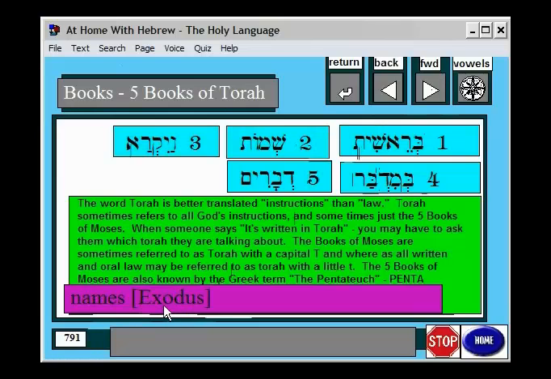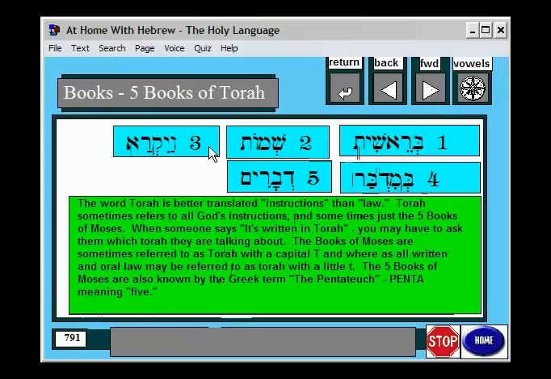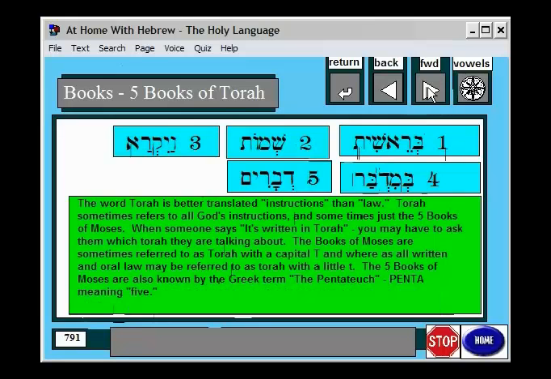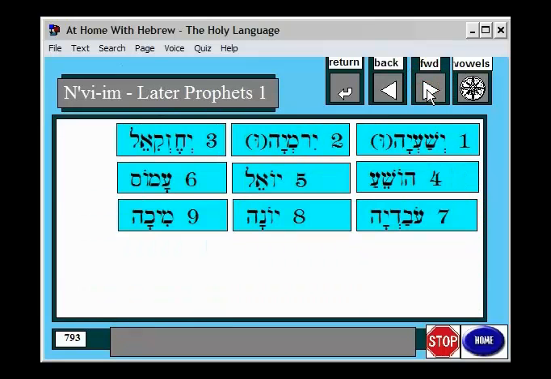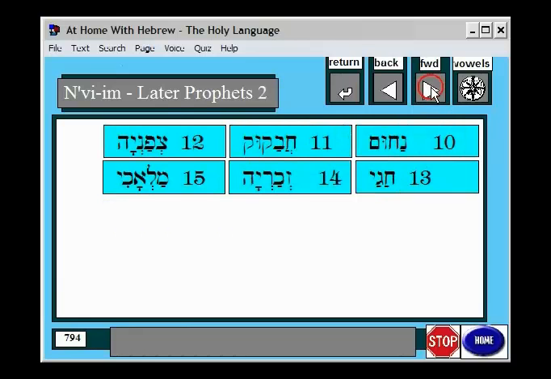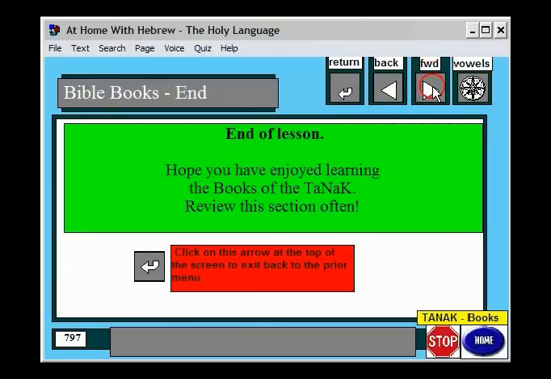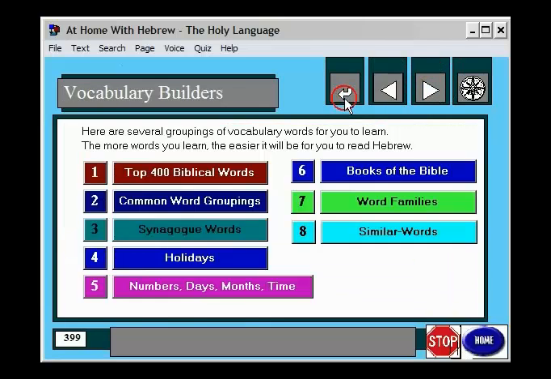So Exodus is like another Greek word or something that actually has nothing to do with the word names. It has to do with the Exodus from Egypt. But in Hebrew, it's called names. The next book is Vayikra. What does that mean? Well, we call it the book of Leviticus in English, but in Hebrew, it's called He Called, Vayikra. So this continues with all the books of the prophets, the writings, like Psalms, Proverbs, Ecclesiastes, the later prophets, the writings. So that's the books of the Bible.